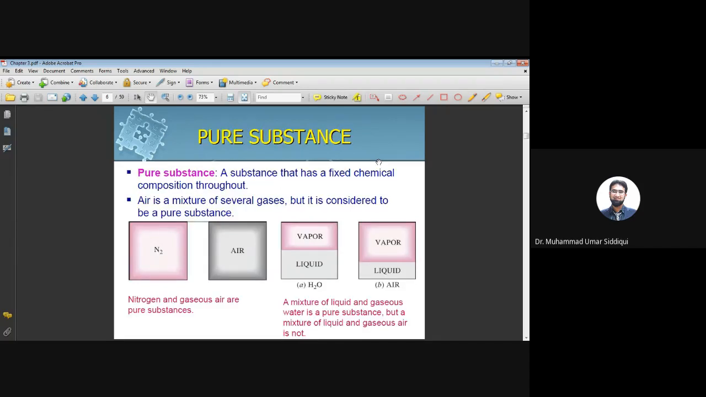Let's talk about pure substances. A pure substance is a substance that has a fixed chemical composition throughout, for example nitrogen, a tank of nitrogen, or a tank of air, vapor, liquid. Air is an exception. Air is a mixture of several gases, but it is still considered a pure substance. For all other substances the chemical composition should be the same, but air is a combination of multiple gases, and we will consider air itself as a pure substance. So this is just an exception. Otherwise, a pure substance has the same chemical composition.